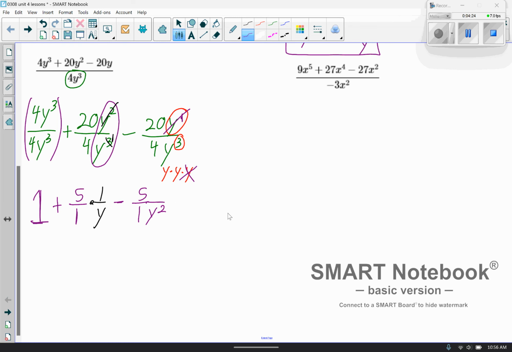So the last thing I want to do is just clean this up, make it look a little bit nicer. So let's see, we're going to have 1 plus, this would just become 5 over y, minus 5 over, and then I'm going to put the y squared right there.